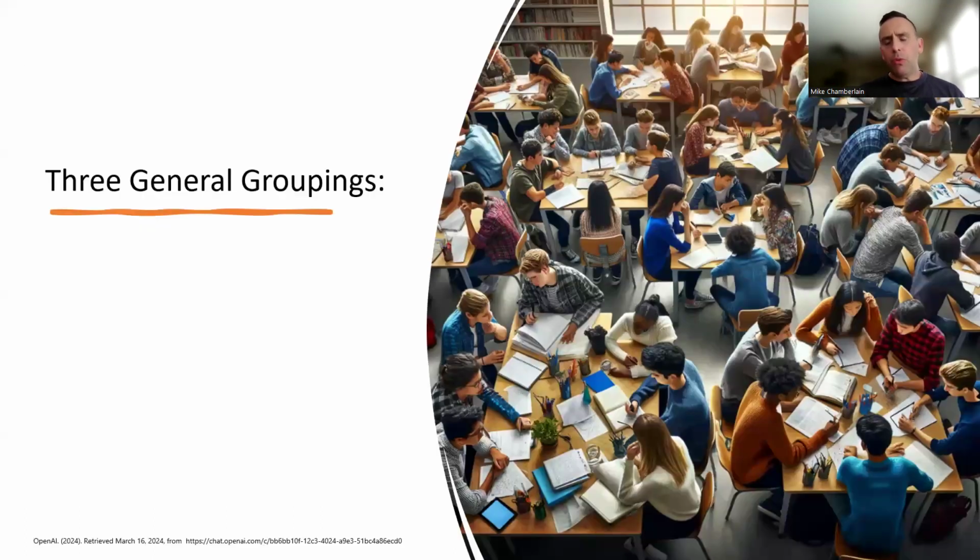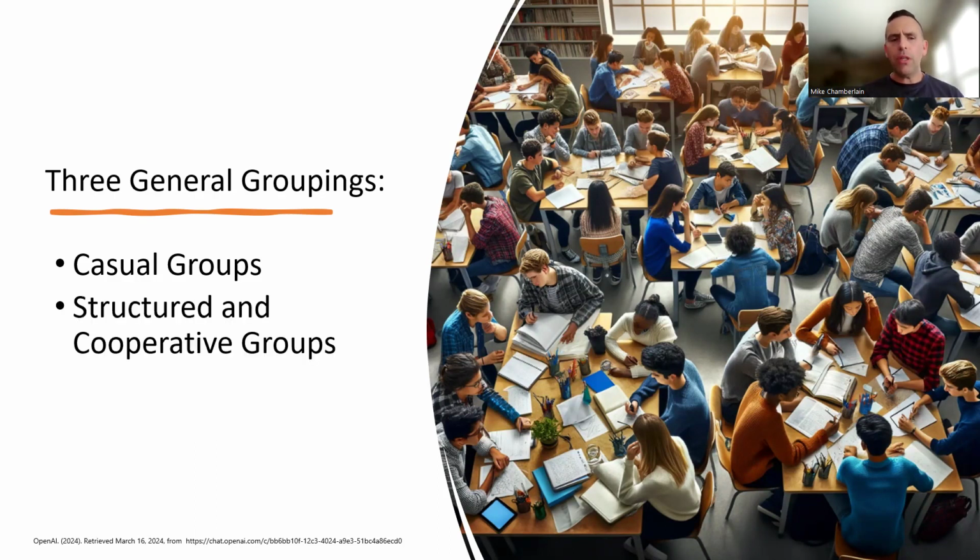There are three general groupings that you might want to consider when you're beginning with groups in the classroom. The first one is casual groups. Those are pretty simple to do. You can get them started very easily. It's casual in the sense that there's not a lot of structure from the teacher, and the students have a lot of choice.